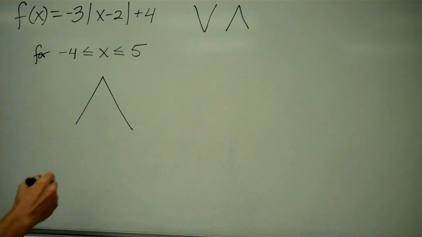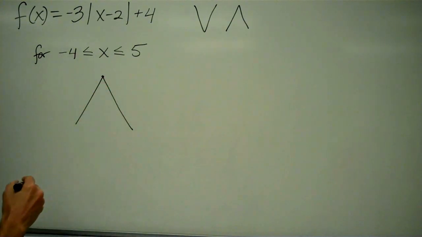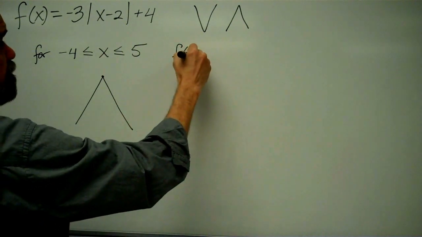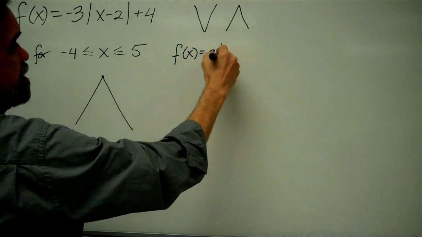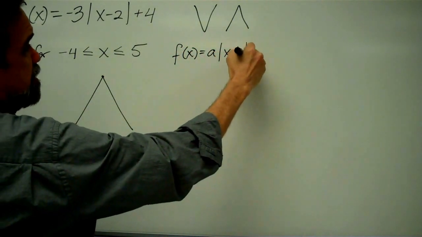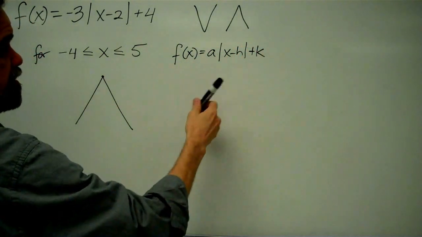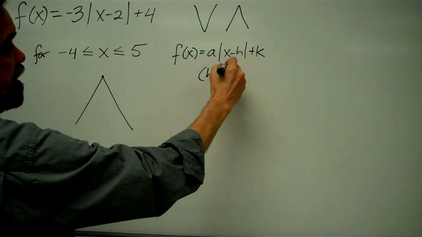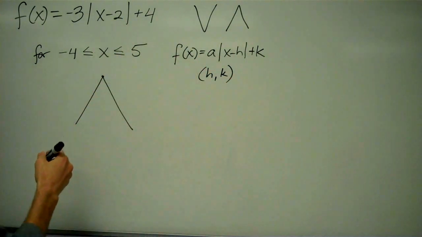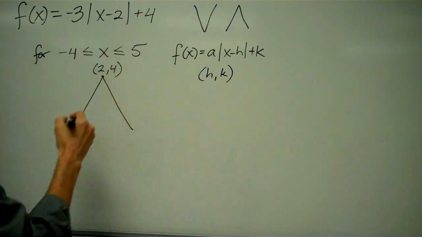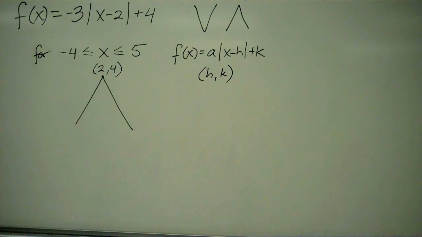And now the big question is, what is the vertex? Well, I have to look at the general form of an absolute value function, which is f of x equals a times the absolute value of x minus h, plus k. The vertex of this function is the point h, k. So looking back over here, I can see that the vertex of this function is the point 2, 4. That's good news.